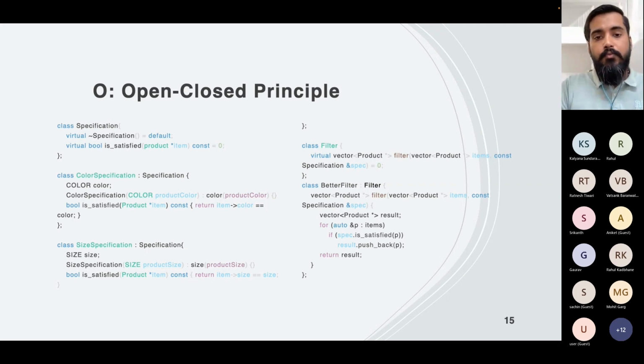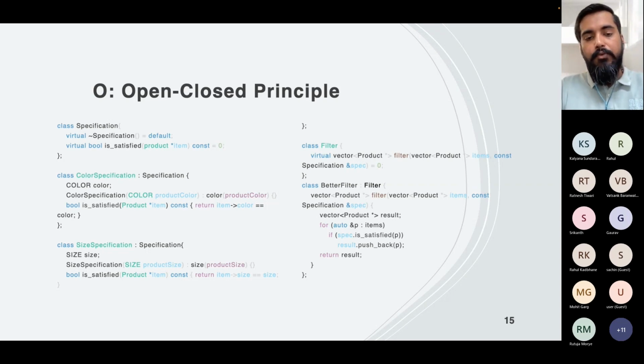So in this way, if I have to add a new filtering criteria specification, I will add one more class which is derived from specification, and I can pass it to better filter. And I will not have to update my better filter class. Whatever I have written earlier, I can use that. Whatever specifications are coming, I can add one class only and it will work.